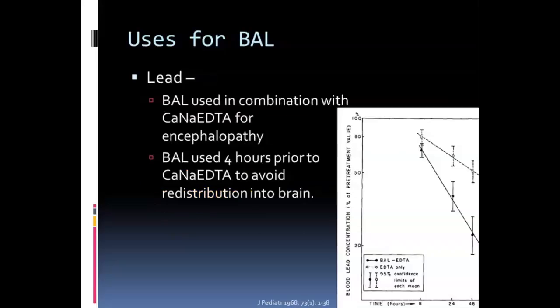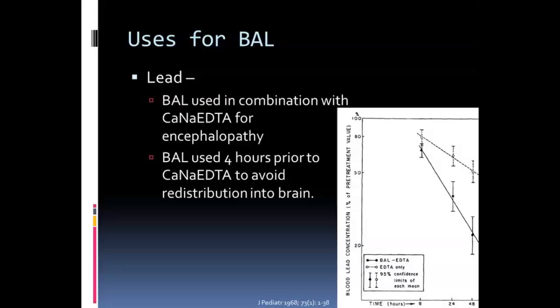And then lead. Lead is chelated by BAL, and not only that, but using BAL in combination with calcium sodium EDTA is more effective than using either agent by itself, and that's demonstrated on the graph at the right. The upper line is EDTA. These are blood lead concentrations, and then the solid line is using BAL in addition to the EDTA. So this is where we're going to see BAL used mostly.